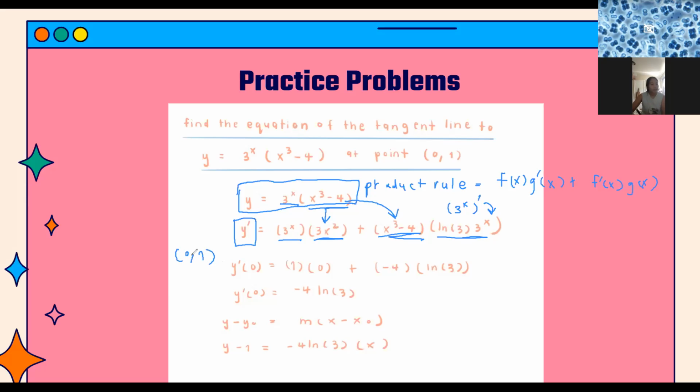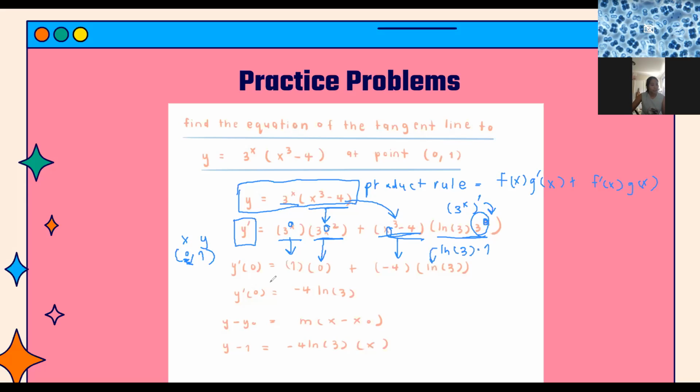Now, as I said, we have the point 0 and 1, we were given this point. So then the 0 is x, the y is 1. So what we do is we insert 0 for the x. As you see here, 3 to the power of 0 is equal to 1. 3 times 0 is 0. 0 cubed minus 4 is negative 4. Natural log of 3 times 3 to the power of 0, so it became natural log of 3 times 1, which is this one.